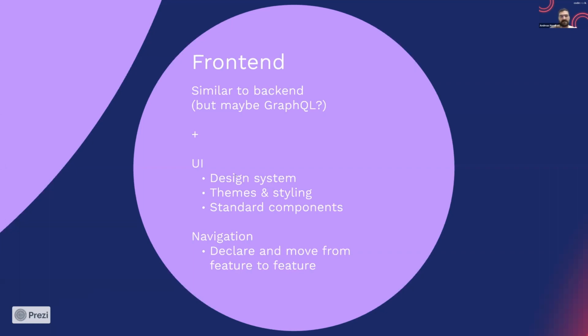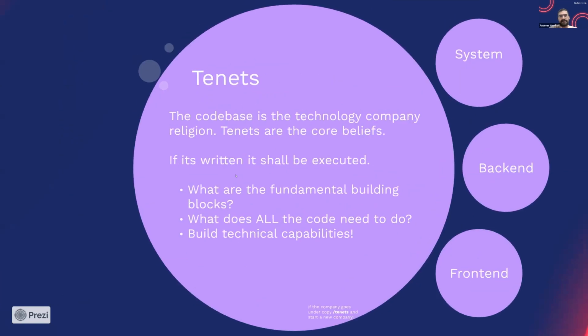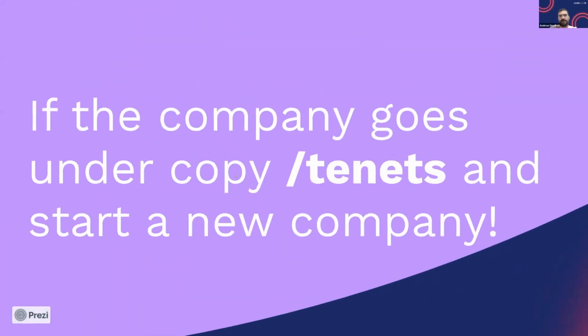And last but not least, obviously, navigation. So how do you move from one feature to the other is also pretty critical, since your entire application structure usually depends on that. In the end, tenants should be highly reusable, and should not depend on the specific domain of the company. So if your company starts going under, you can always copy the tenants directory and start a new company in a different domain.